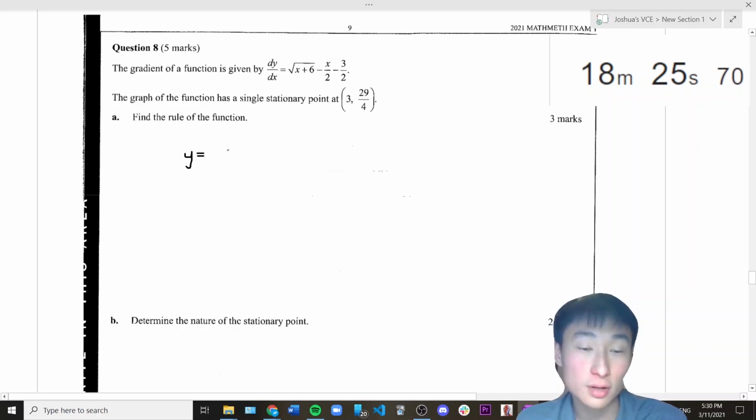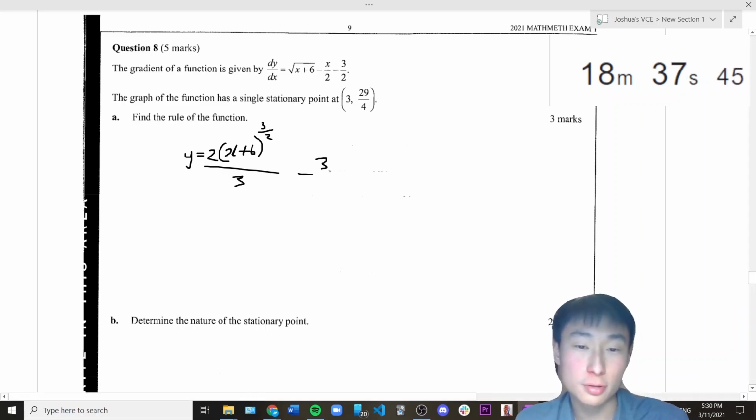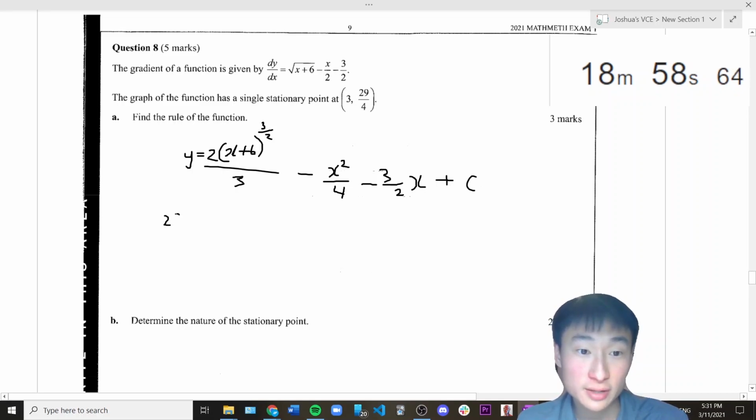Antiderive x plus 6 to the power of 3 over 2, over 3 over 2. So that's 2 over 3 times (x plus 6) to the 3 over 2, minus x squared over 4, minus 3 over 2 x. I'm sorry, it's been a long day. If I derive this, that's correct. Plus c.